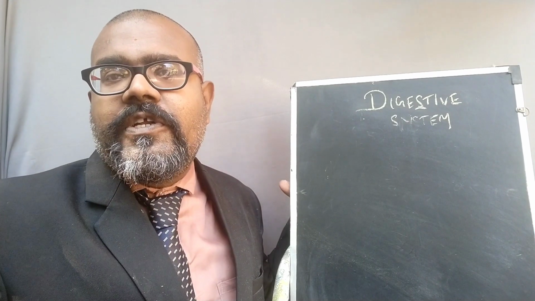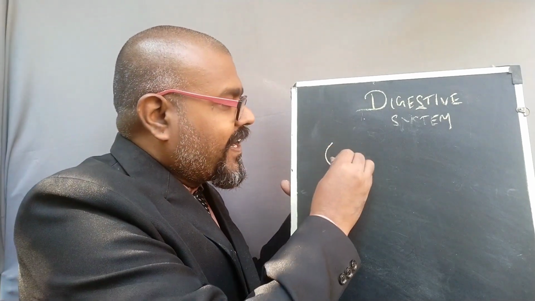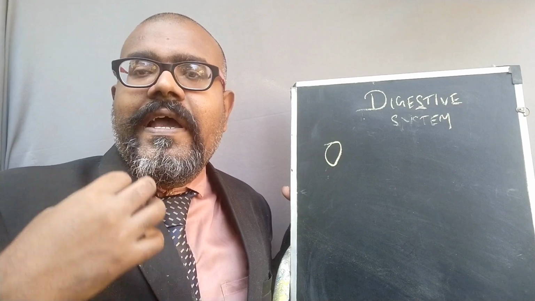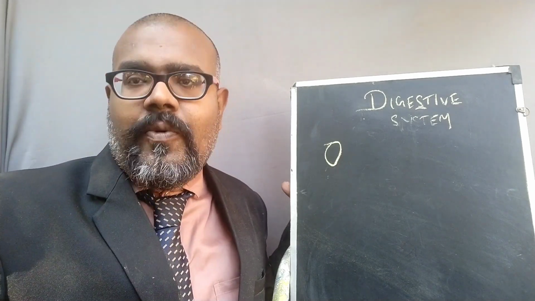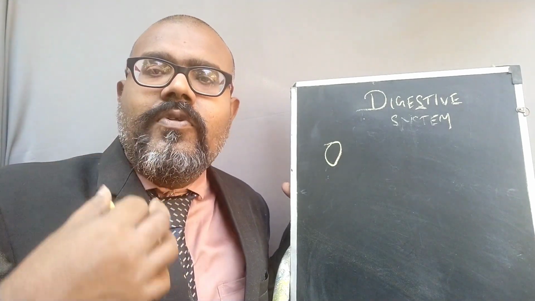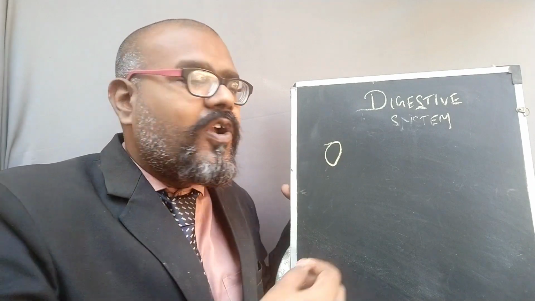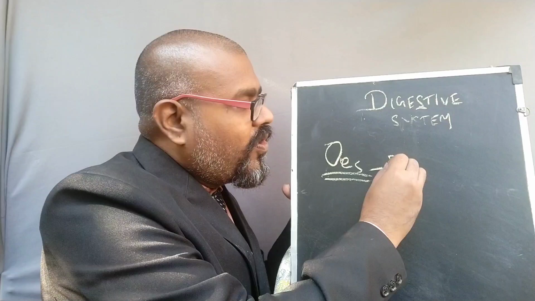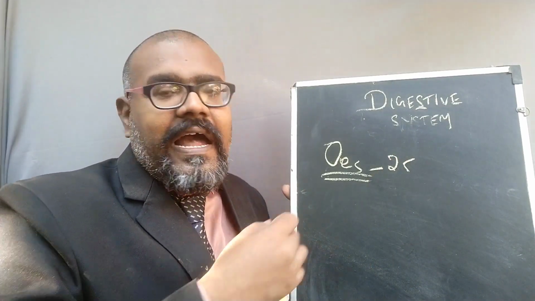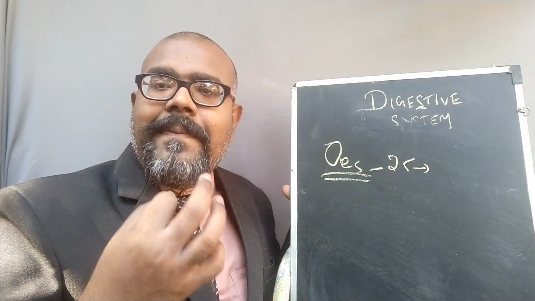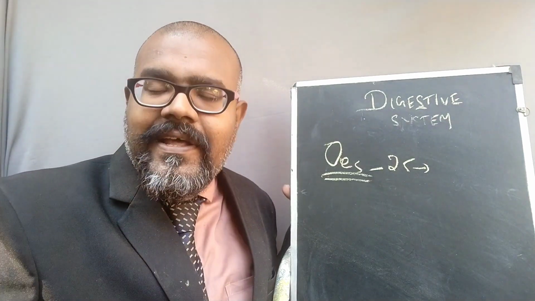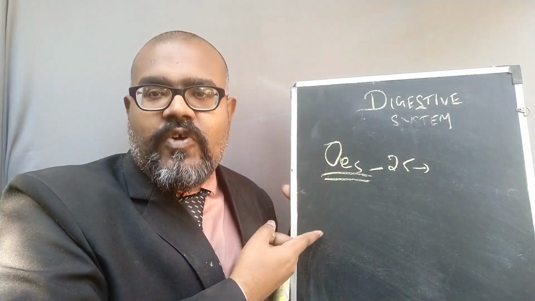The next portion of the digestive system is the esophagus. Once the bolus is created in the mouth, it starts entering toward the stomach. From the mouth to the stomach, there is a connection called the esophagus. This esophagus is around 25 centimeters long and is made up of a fibrous muscular tube.